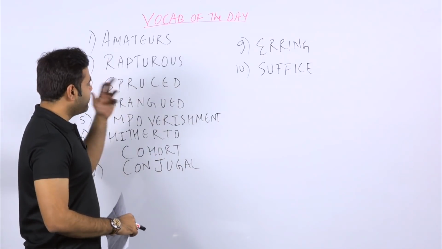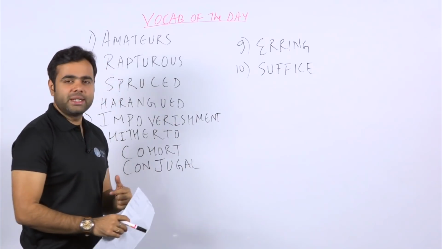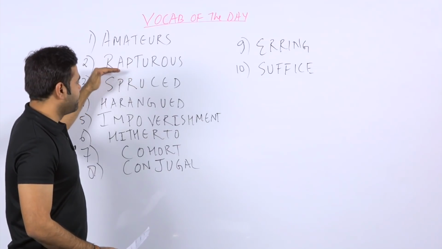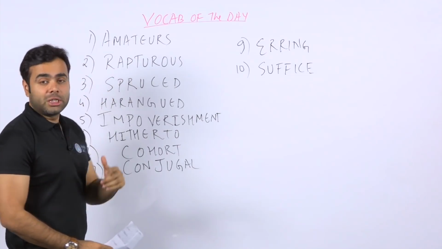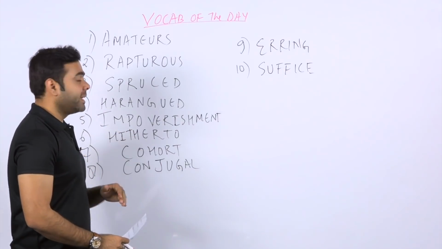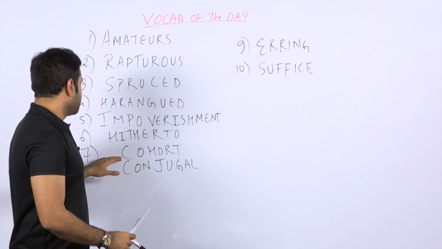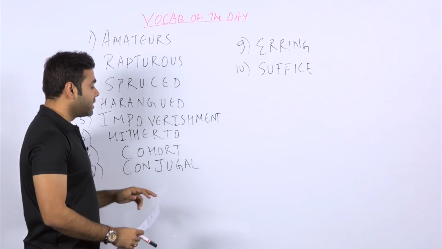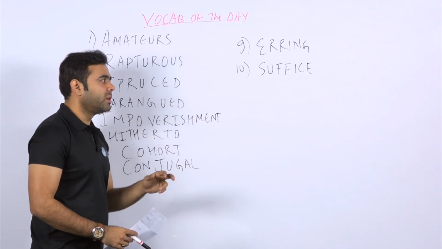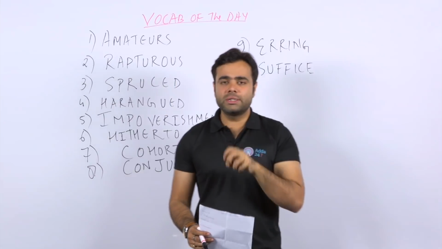Now come on students, let's have a proper discussion about these words. First of all, you have to understand that the number of words has been increased according to your demand. Now what are the 10 words? The first word is amateur, second word is rapturous, third word is spruced, fourth word is harangued, fifth word is impoverishment, sixth word is hitherto, seventh word is cohort, eighth word is conjugal, ninth is erring, and 10th word is suffice. So students, these are the 10 words exactly.